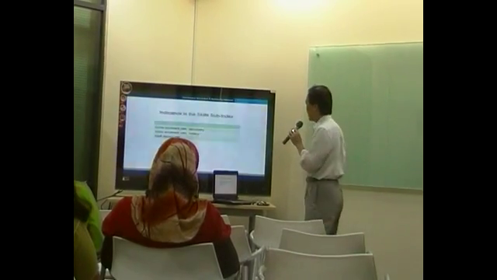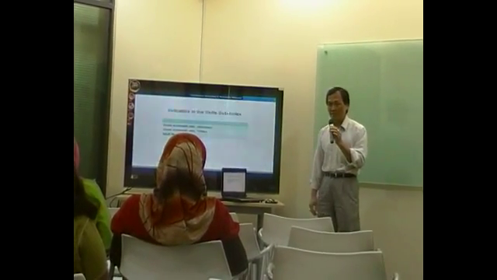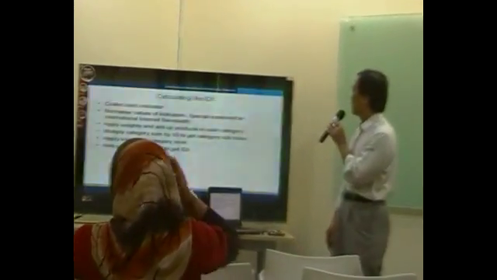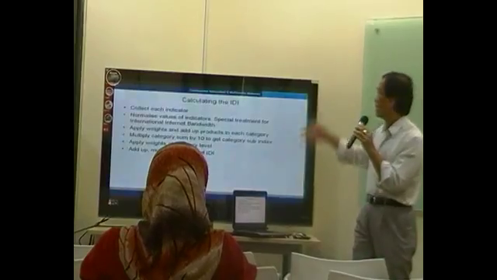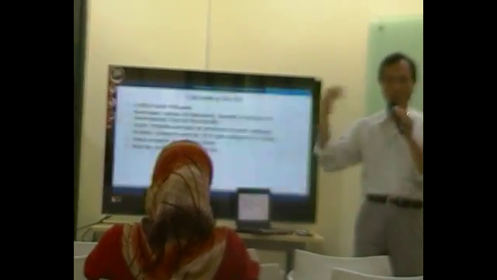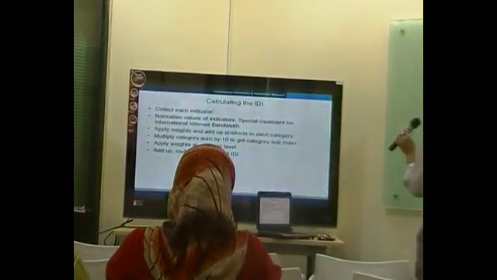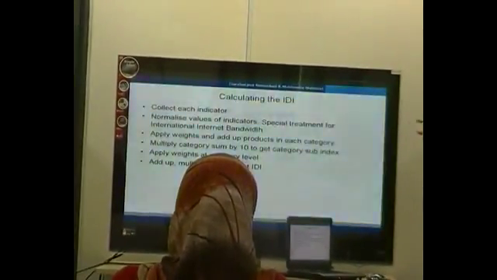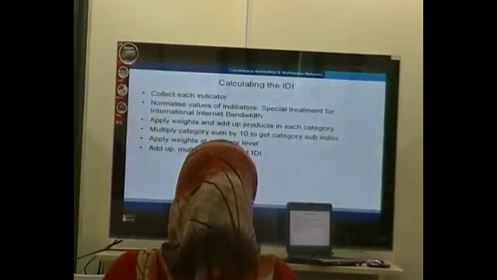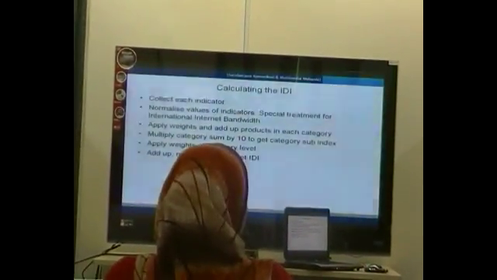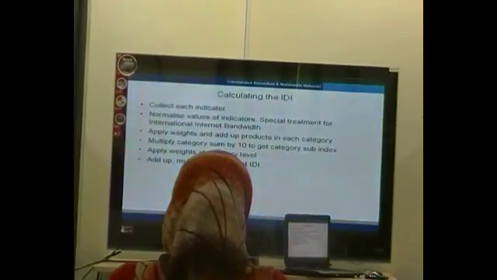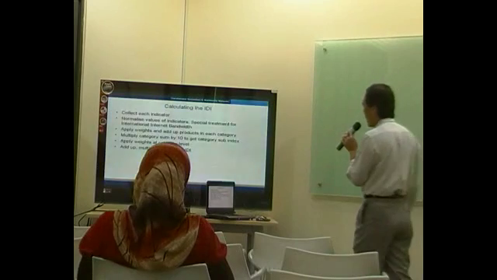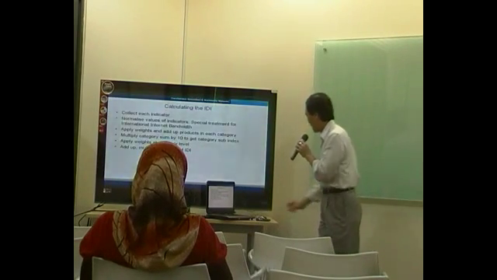So these are the indicators in the skills subindex. This is what the ITU does every year. It collects each indicator from all the countries in the world. It normalizes the values of indicators with a special treatment for international bandwidth. I will show you what I mean afterwards. It applies weights, adds up products in each category, multiplies the category sum by 10 to get the category subindex, applies weights at category level again, adds up, and multiplies by 10 again to get the IDI.